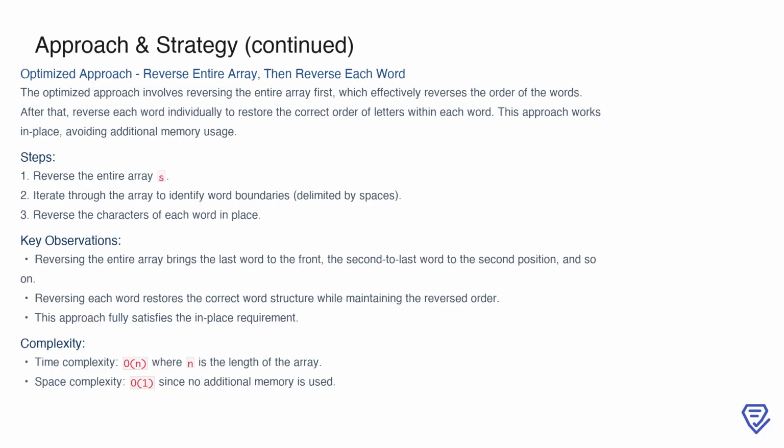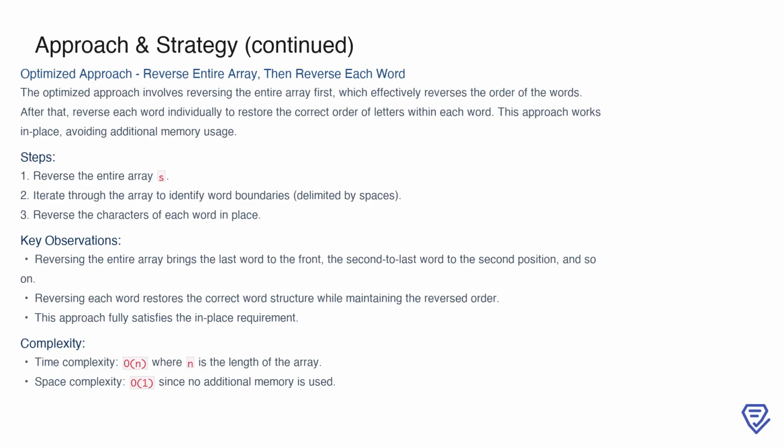After reversing the entire array, we locate each word by identifying spaces as boundaries. Then, we reverse the characters within each word individually. This two-step process ensures that the final result has the correct order of words and the correct arrangement of letters within each word. The beauty of this approach is that it requires no extra memory and operates entirely in place.